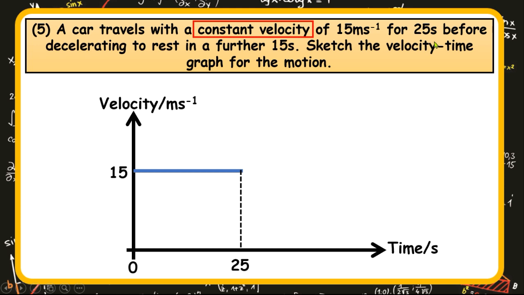From this, the car decelerated to rest in a further 15 seconds, meaning from where it got to at this end here, the next graph to add is a deceleration to rest. And that means we go like this, and the time allocated for it was 15 seconds. You add up to 25 and you have 40 seconds. So this is the graph for this narration. Thank you. Example number 6.